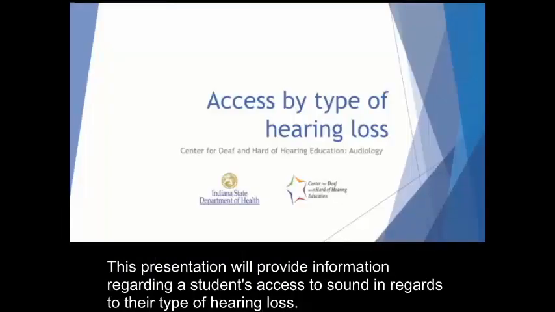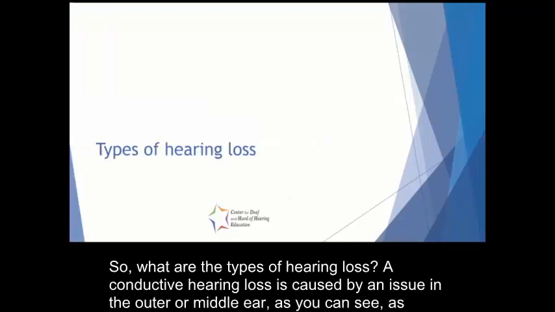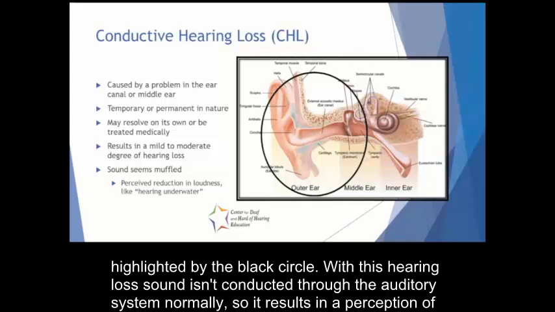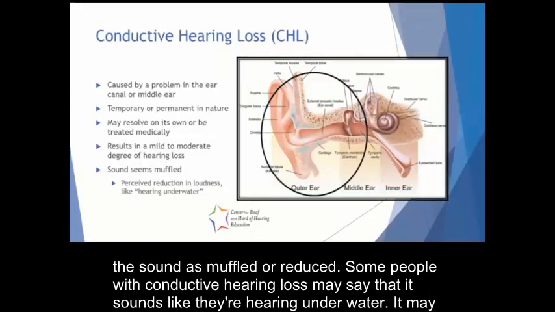This presentation will provide information regarding a student's access to sound in regards to their type of hearing loss. So what are the types of hearing loss? A conductive hearing loss is caused by an issue in the outer or middle ear, as you can see highlighted by the black circle. With this hearing loss, sound isn't conducted through the auditory system normally, so it results in a perception of the sound as muffled or reduced.